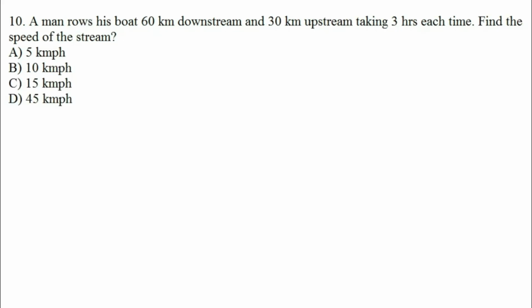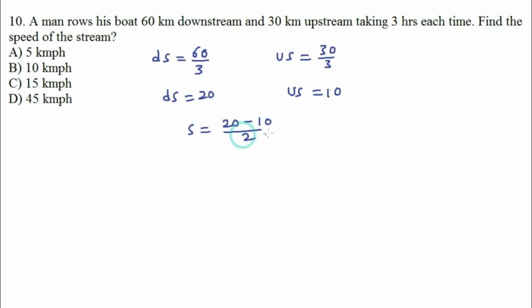Option D. Question number 10. A man rows his boat 60 kilometers downstream and 30 km upstream taking 3 hours each time. Find the speed of the stream. Downstream speed equal to downstream distance by time, 3 hours. Upstream speed equal to upstream distance 30 kilometers divided by time, 3 hours. Downstream speed equal to 20 km per hour. Upstream speed equal to 10 km per hour. Speed of the stream equal to downstream minus upstream by 2 equal to 10 by 2 equal to 5 km per hour. Speed of the stream equal to 5 km per hour. Option A.